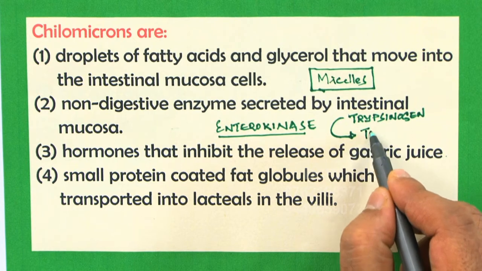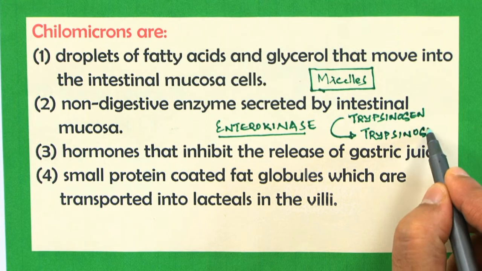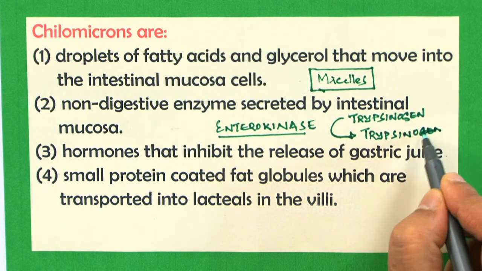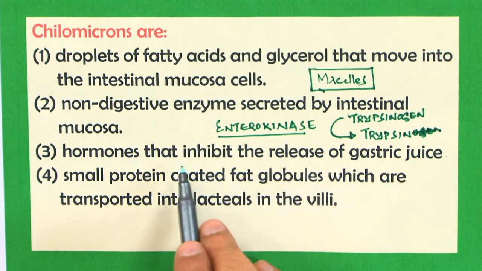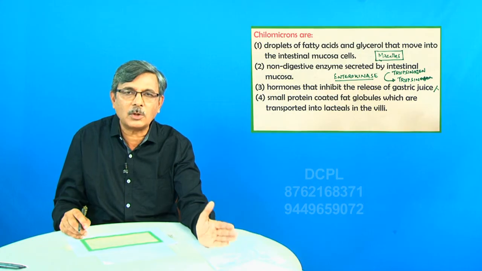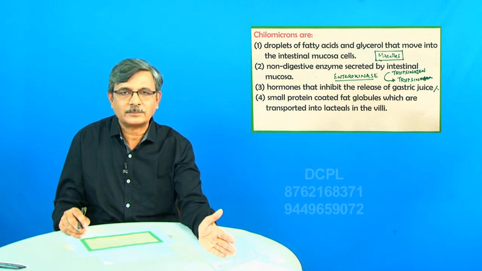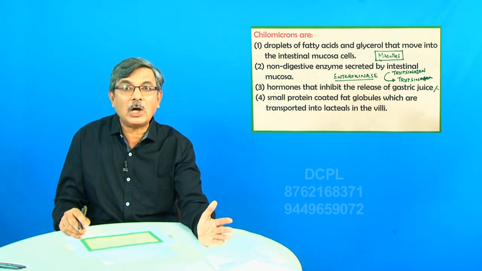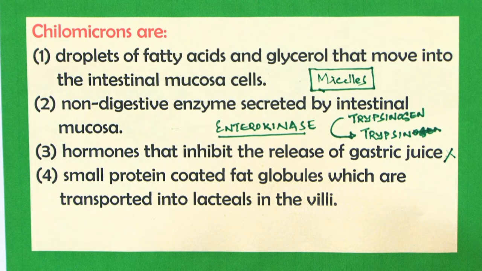So it is activated into trypsin, a strong protein digesting enzyme. Now we come to option 3, hormone that inhibits the release of gastric juice. Remember, the hormone that is going to promote the release of gastric juice is called gastrin. Gastrin inhibiting hormones are there and it is called enterogastrone. So, option 3 is also not an answer. Now we come to the last option.